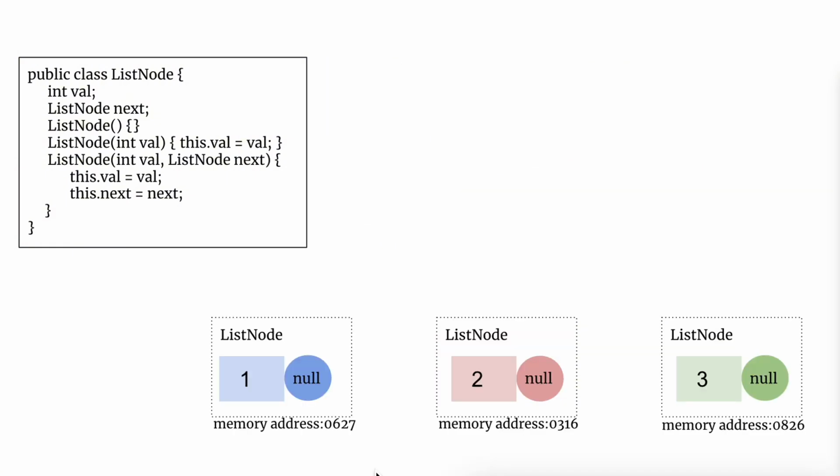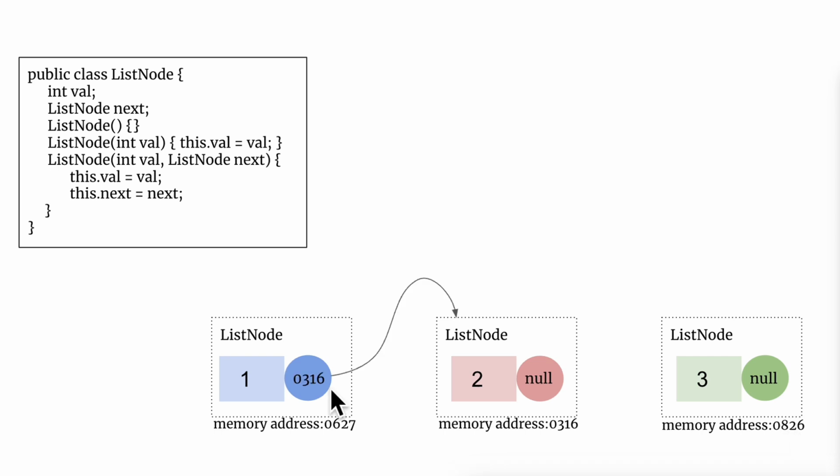So what does a single linked list look like? Let's take these 3 ListNode instances as an example. Space is allocated for node 1 on the heap at the memory address 0627. Space is allocated for node 2 on the heap at the memory address 0316. And space is also allocated for node 3 on the heap at the memory address 0826.